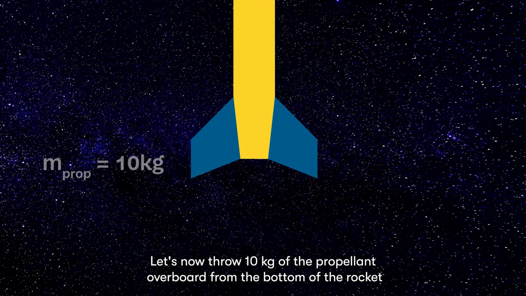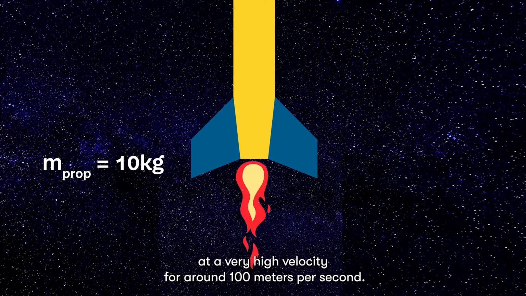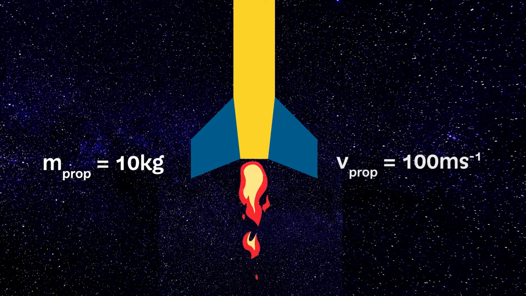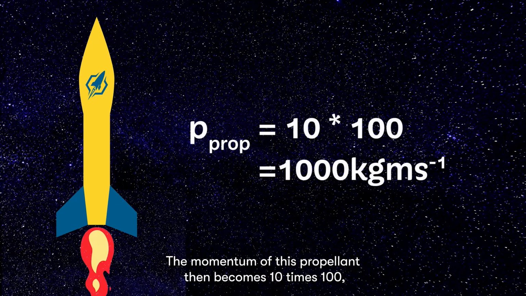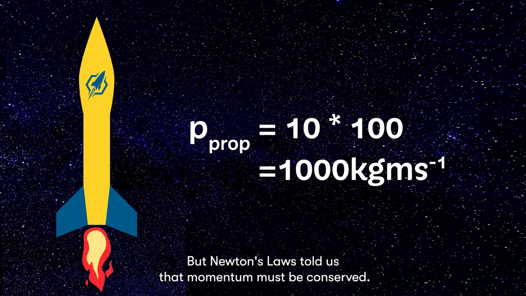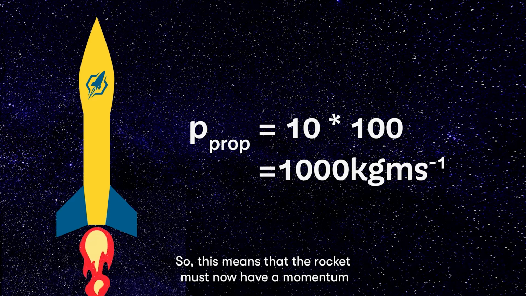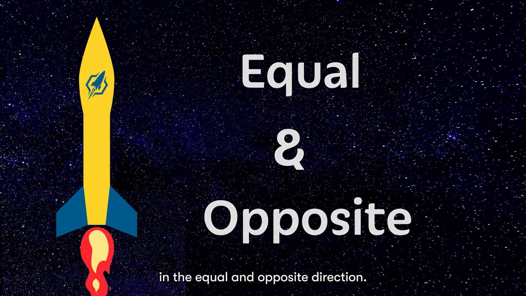Let's now throw 10 kilograms of the propellant overboard from the bottom of the rocket at a very high velocity of around 100 meters per second. The momentum of this propellant then becomes 10 times 100, or 1,000 kilogram meters per second. But Newton's laws tell us that momentum must be conserved. So this means that the rocket must now have a momentum in the equal and opposite direction.